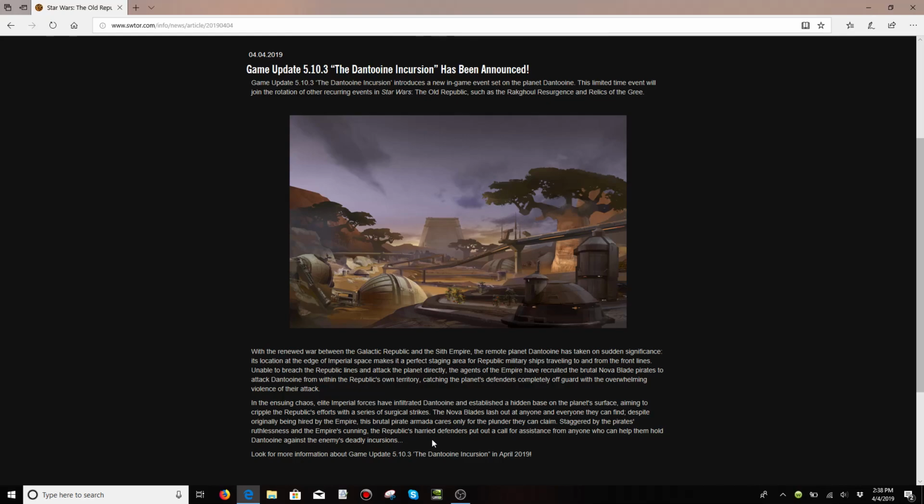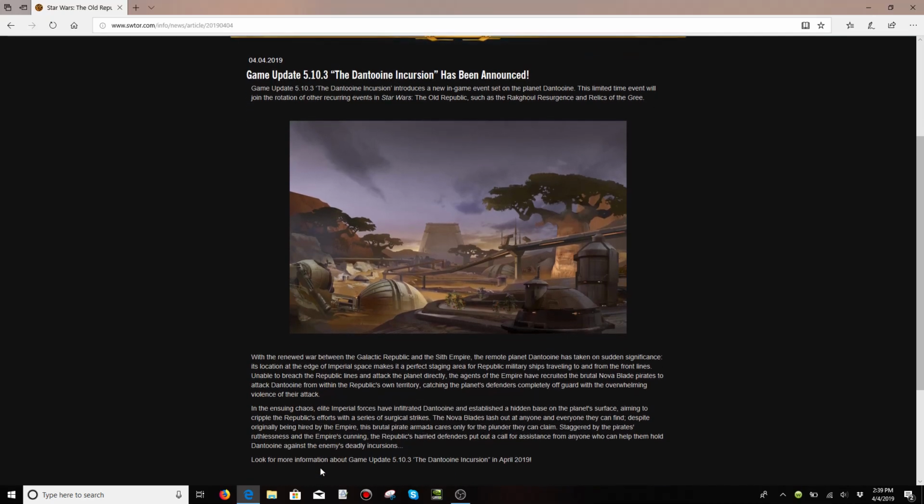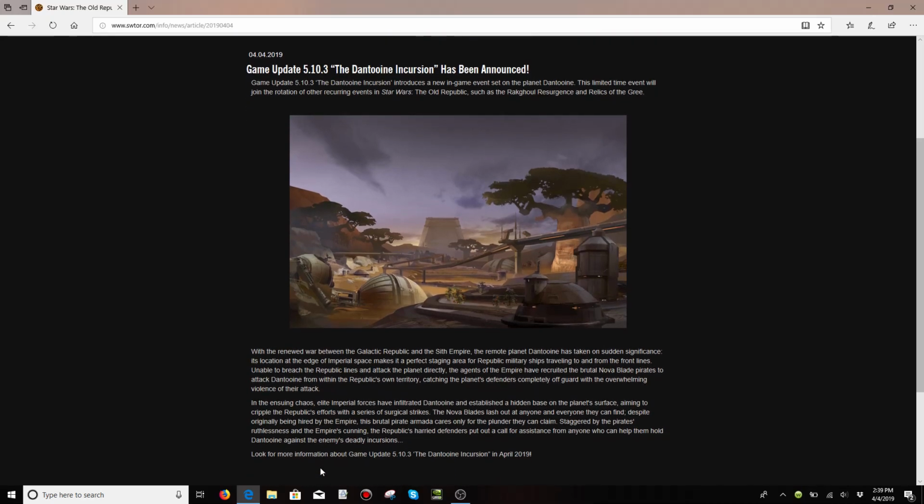That's literally just a big tease. But I am excited for what it says below. Look for more information about Game Update 5.10.3, the Dantooine Incursion, in April 2019. We're already in April, so I'm assuming within the next week or two, we'll have a bunch more information on the Dantooine Incursion, considering Star Wars Celebration is, I think, next week or the week after. So I'm really hoping to hear some new information about this.